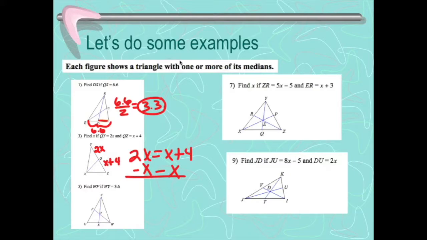I got x equals 4. I did too. So then the whole thing would be 8. Yes, actually this part would be 8 and that part would be 8, so it would be 16 for the whole thing.